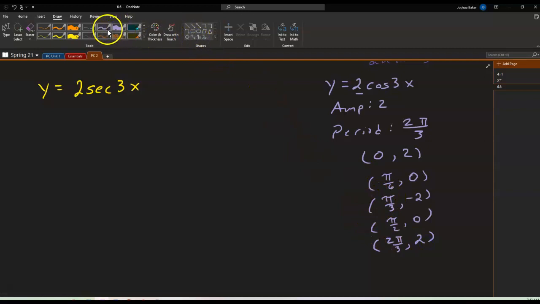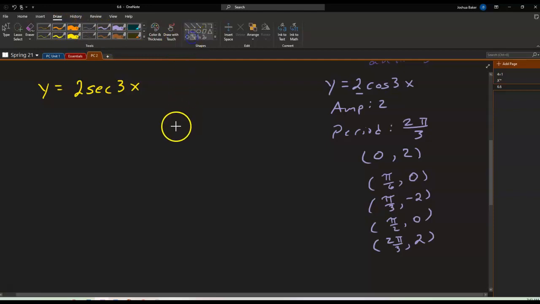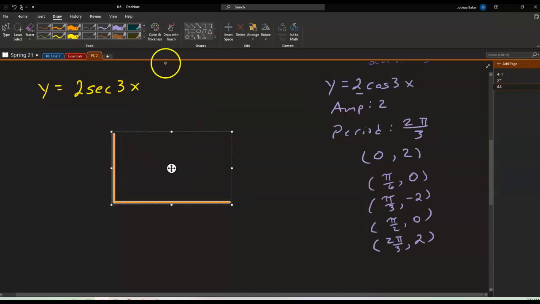So let's see here. I'm going to pick, let's go with orange for my graph here. Now I need to put a line.